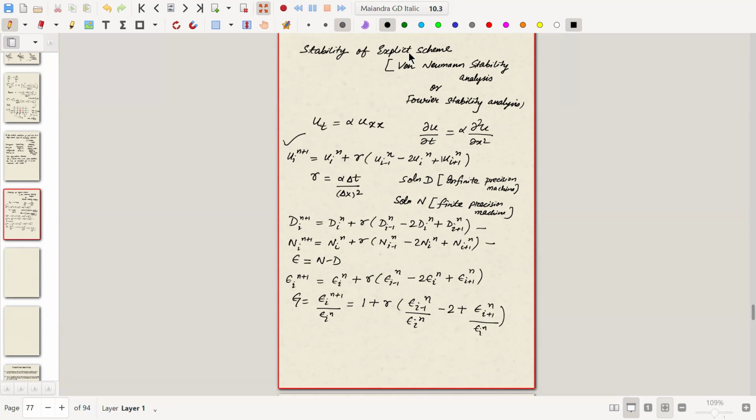Now for this scheme to be stable, see, G can be positive or negative also. So for the scheme to be stable, the value of mod G should be less than or equal to 1. Either the error should be constant or less than that, or should decrease, but should not increase. That's the idea of stability.